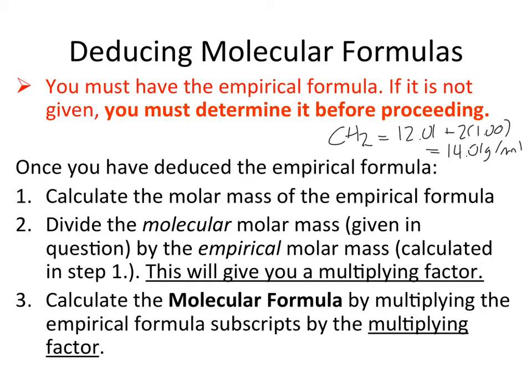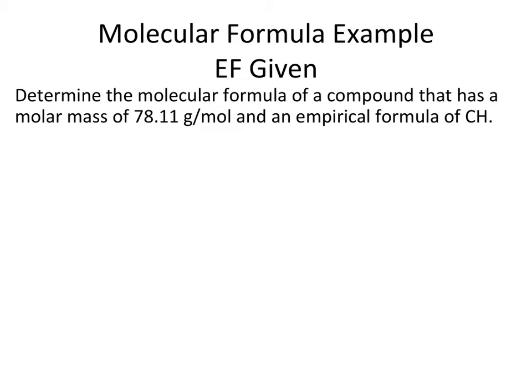Next thing is that we divide the molecular molar mass, and that's always given to you in the question, by the empirical molar mass, which is the thing that we just calculated right over here. And this will give you a multiplying factor. It could be 1, it could be 2, it could be 3. The number is not so important, but what you do with that number is that is our multiplying factor. So we're actually going to multiply the subscripts of the empirical formula by that factor to give us our molecular formula. So let's take a look at this one.